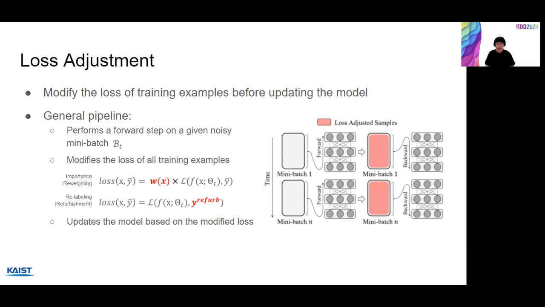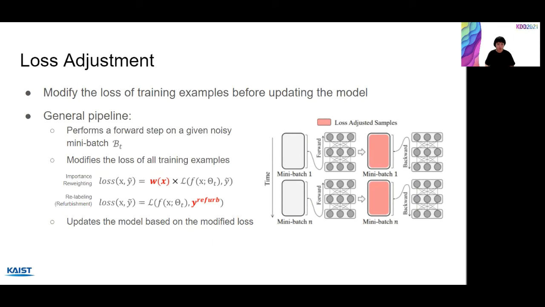From this slide, I would like to introduce two more research directions for handling noisy labels: loss adjustment and sample selection. Loss adjustment is one of the popularly used approaches that modifies the loss of training examples before updating the model. So it follows the general pipeline below.